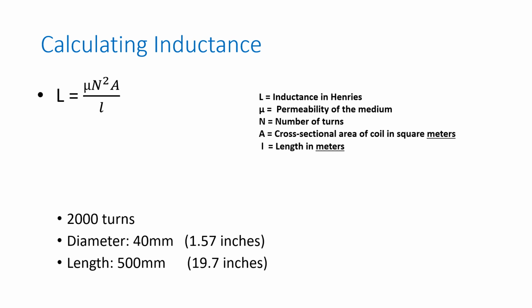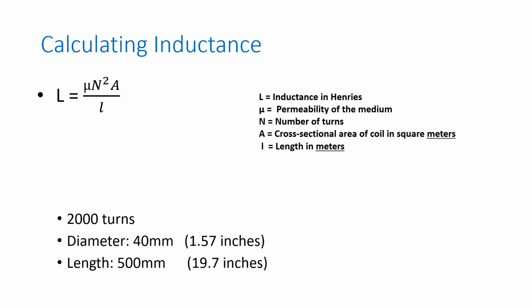I pulled an example out of a physics textbook. The example was for a coil 40 millimeters in diameter, wound around air, so an air core coil. It's half a meter long with 2,000 turns. I put the English equivalents up here just for convenience, because you'll notice my formula insists on measurements in meters.